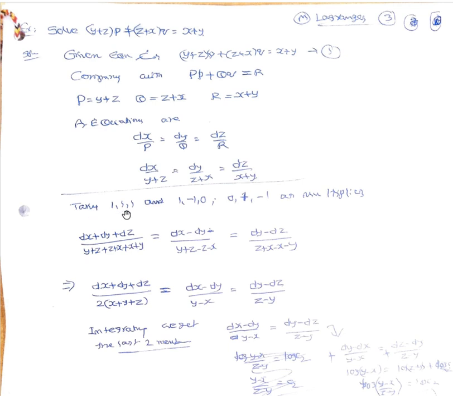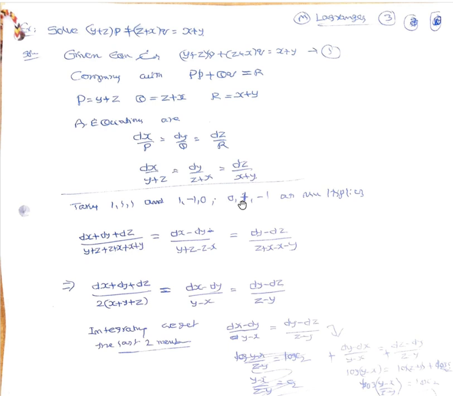Now taking the multipliers, 1 1 1 as one multiplier, 1 minus 1 0, and 0 1 minus 1 as multipliers. What happens? Multiply the numerator and denominator with 1 and add, you are going to get dx plus dy plus dz by y plus z, z plus x, x plus y. Second one is 1 minus 1 0, and here the dz term will vanish. Therefore dx minus dy by y plus z, this one you multiply with minus, you will get minus z minus x.